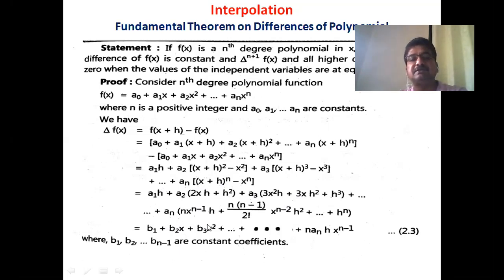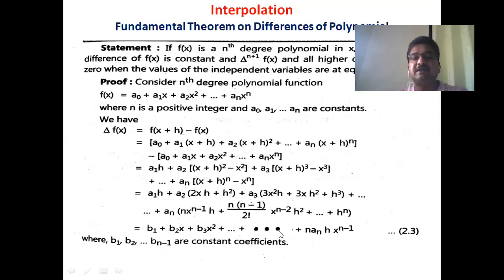b2 is obviously a constant. Similarly, the addition of all the terms of degree 2 is equal to b3x square. In this way, the single term x raised to n minus 1 has coefficient n hn. So addition of all these terms, and obviously b1, b2, b3, b4 are constant coefficients. So this is delta fx.